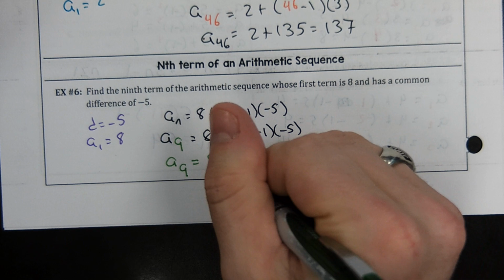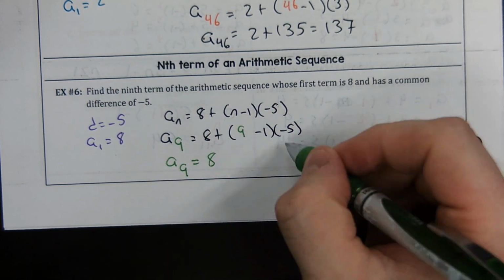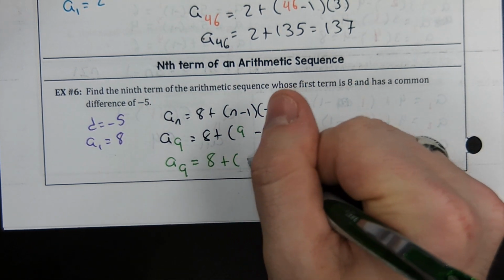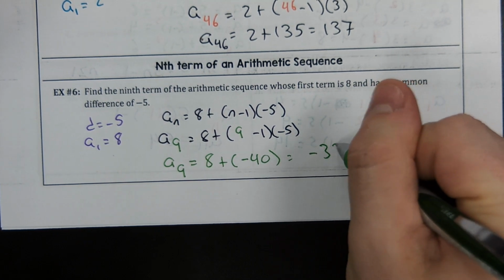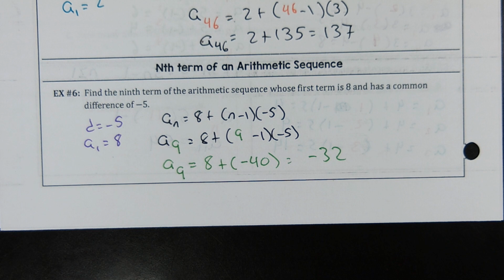So this is going to give me that a sub 9 is 8 plus, screwed me up, -40. So it should be -32. There you go, -32. Because it's 8 and -40.